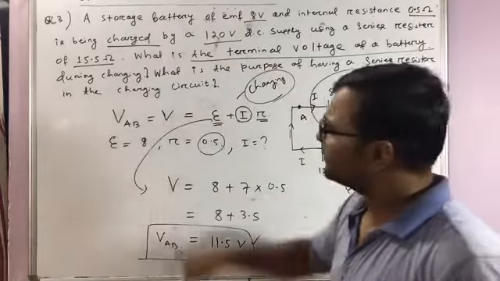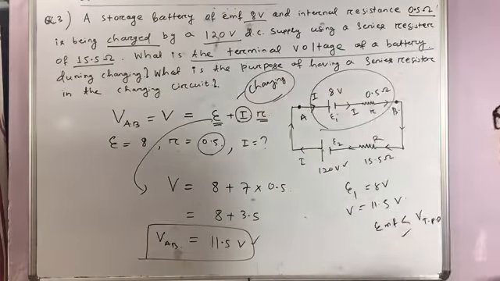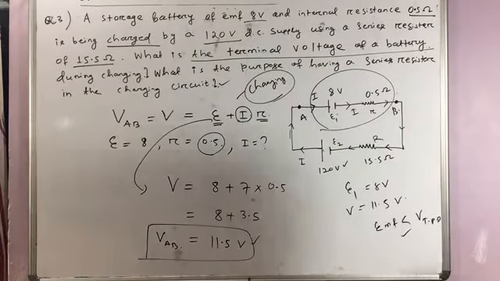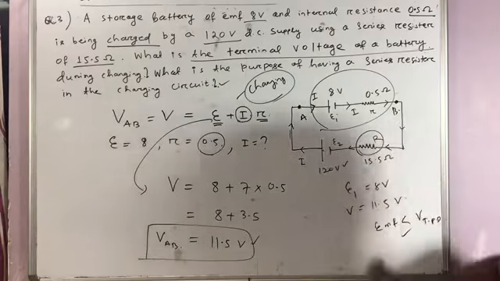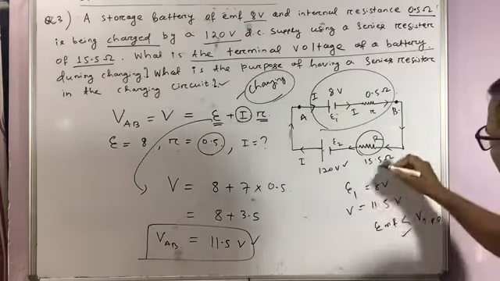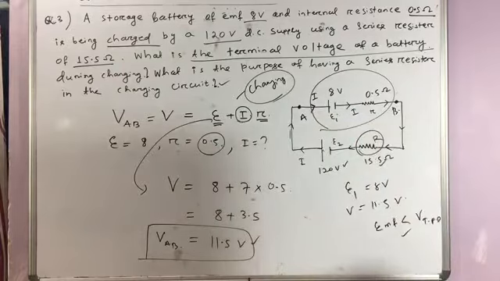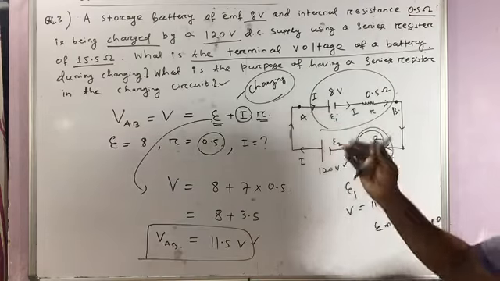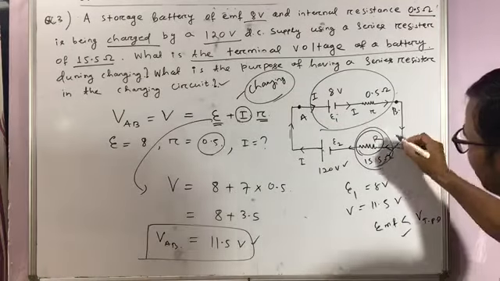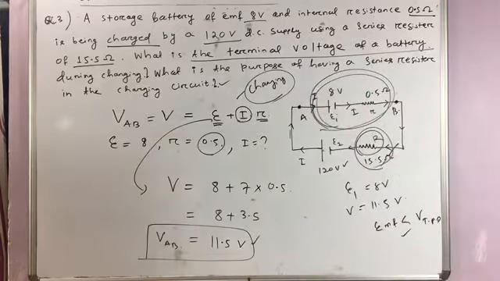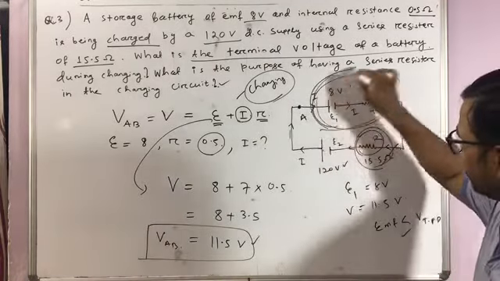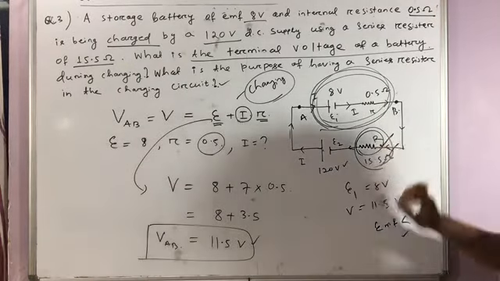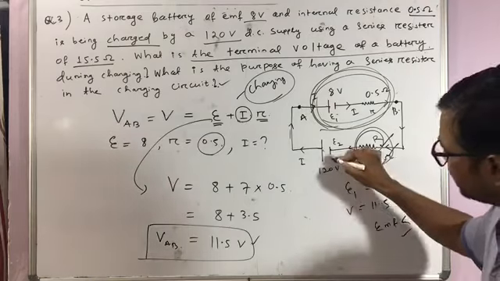Now the second question is, what is the purpose of having a series resistor in the charging circuit? If this resistor had not been there, then the value of the current would be very, very high. You can calculate the value of the current omitting this capital R. That heavy current will damage this cell. So to prevent damage, this high resistance is connected in series with this charging cell.